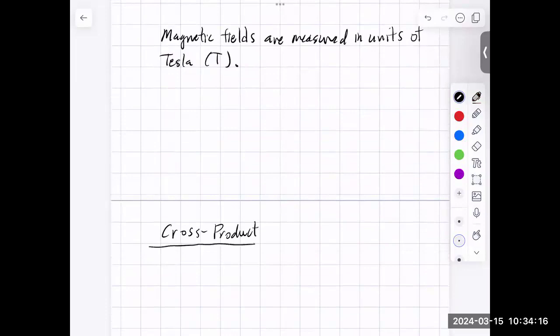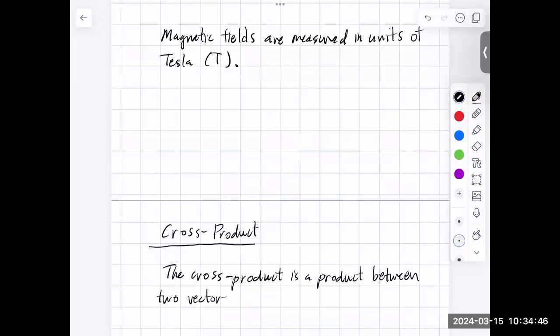Have you guys come across cross product in any other courses? Yes, a few people. Who hasn't seen cross products? Okay, so it's going to be new for probably the majority of the class. So let's just do this carefully. So the cross product is a product between two vectors.